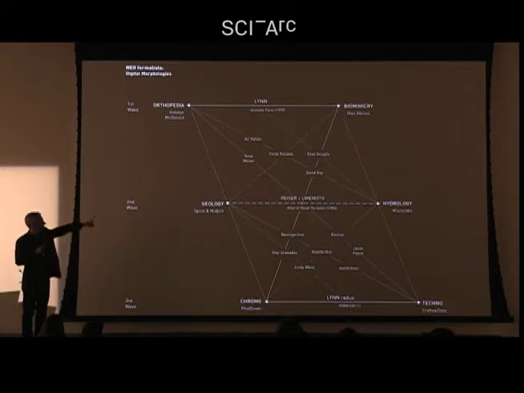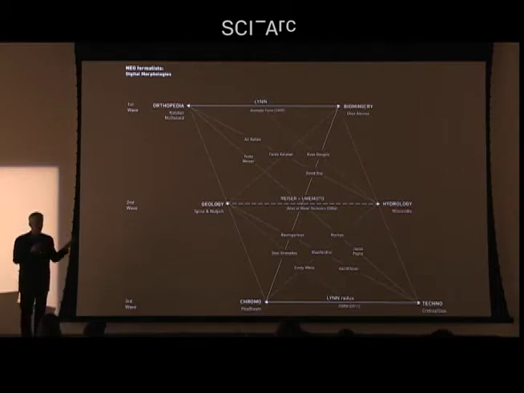The second one: Jesse Reiser and Nanako Umemoto published Atlas of Novel Tectonics in 2006. This, for my generation, was an incredibly important publication.